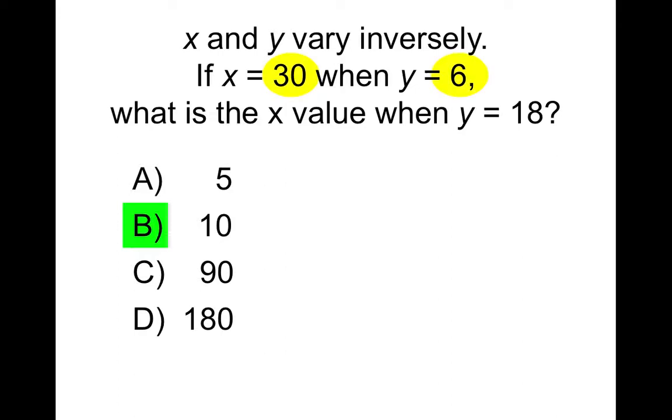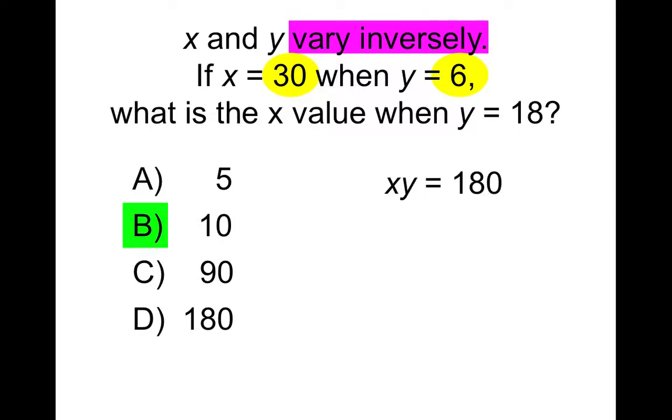We're told that 30 and 6 go together and that x and y vary inversely. Since 30 times 6 is 180, that means that x times y will have to always equal 180. This is inverse variation. Well, we want to find x when y is 18. So what times 18 is 180? 10.